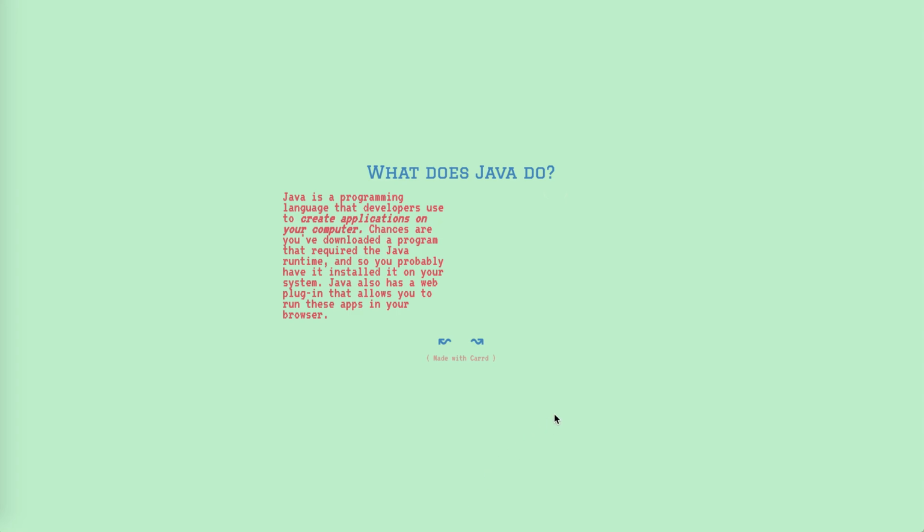So, what does Java do? Java is a programming language that developers use to create applications on your computer, so to make apps. Chances are you've downloaded a program that required the Java runtime, so you probably have it installed on your system. Java also has a web plugin that allows you to run these apps in your browser.